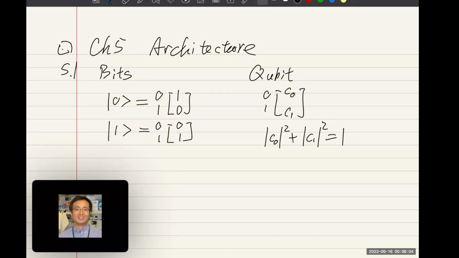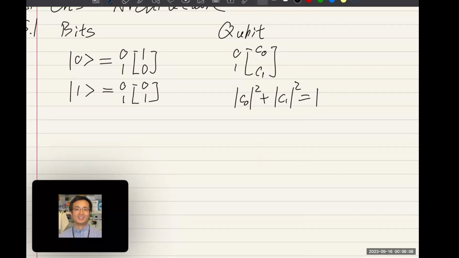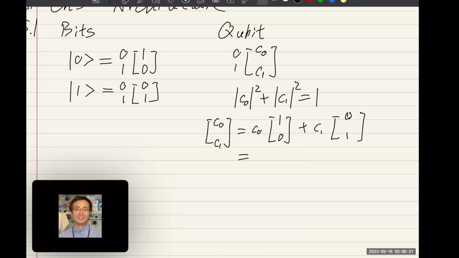We can also see that for a qubit, with C0 and C1, this will be equal to C0 times ket 0 plus C1 times ket 1.